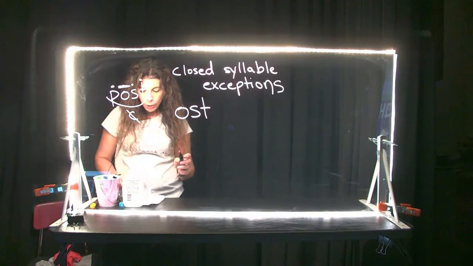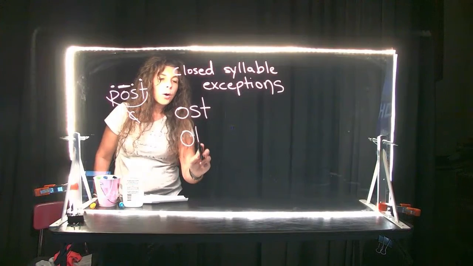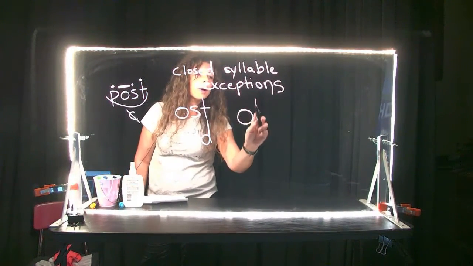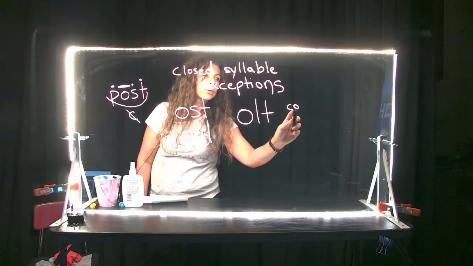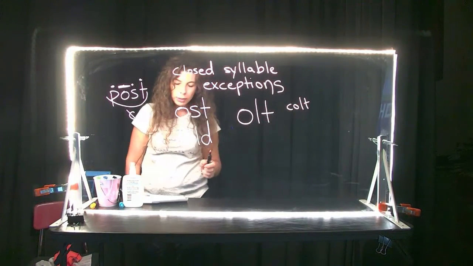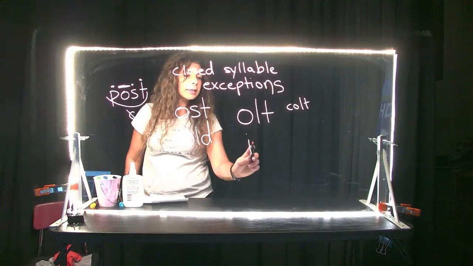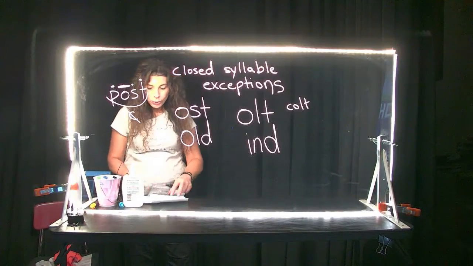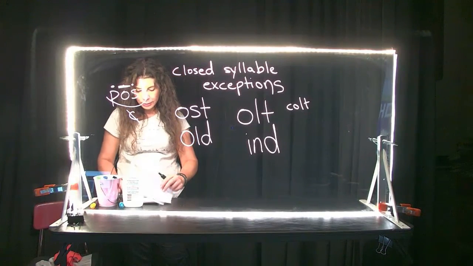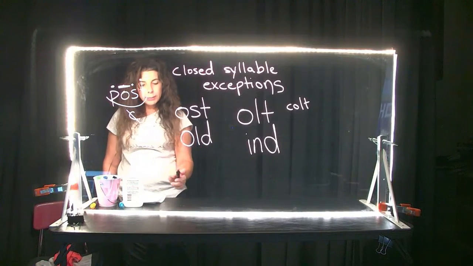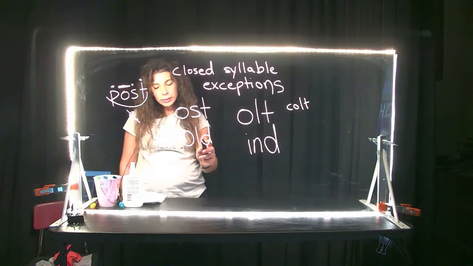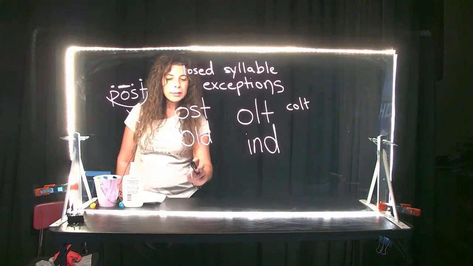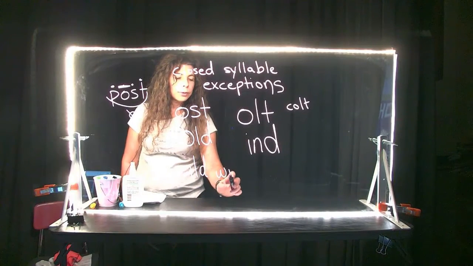So our closed syllable exceptions from second grade, see if you can remember. O-S-T, post, ost. O-L-D, cold, old. O-L-T, colt, olt. Colt is a baby horse. I-N-D, find, ind. Do you remember what that looks like? It's the little boy and he's bending down to pick up, I think, a coin or a nickel that he saw. And the last one is I-L-D, wild.